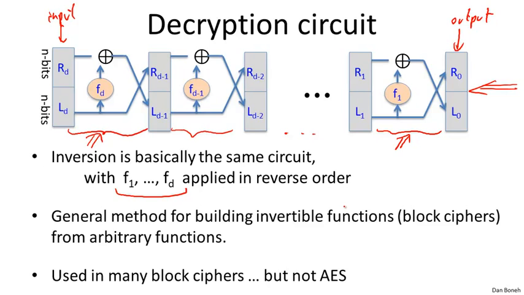And in fact, it's used in many different block ciphers, although interestingly, it's not actually used in AES. So there are many other block ciphers that use a Feistel network. Of course, they differ from DES in the functions F1 to Fd, but AES actually uses a completely different type of structure that's not a Feistel network. We'll see how AES works in a couple of segments.